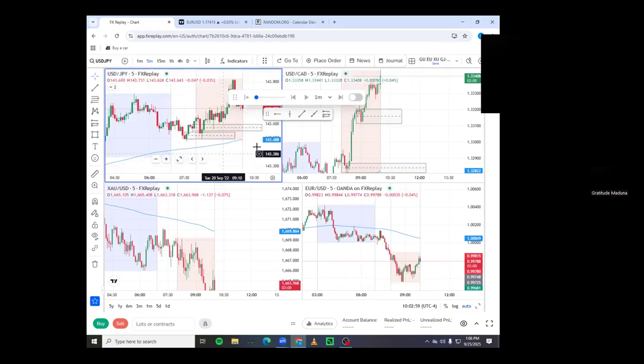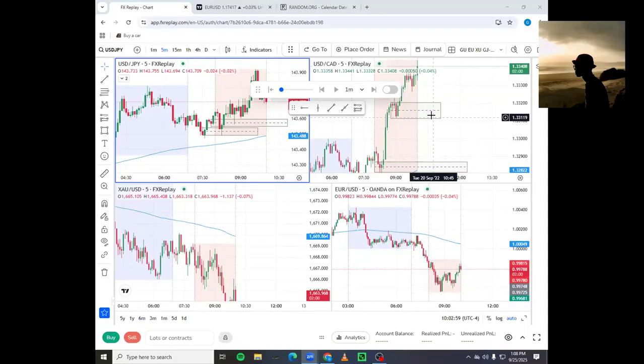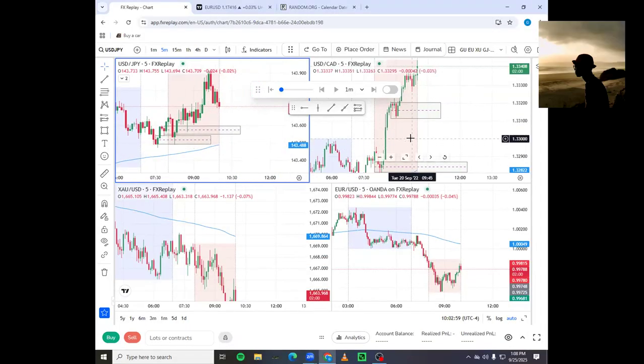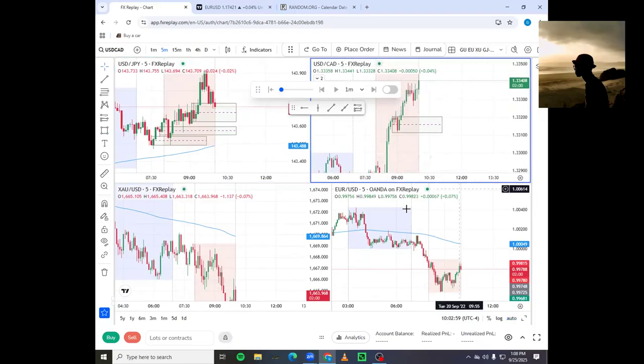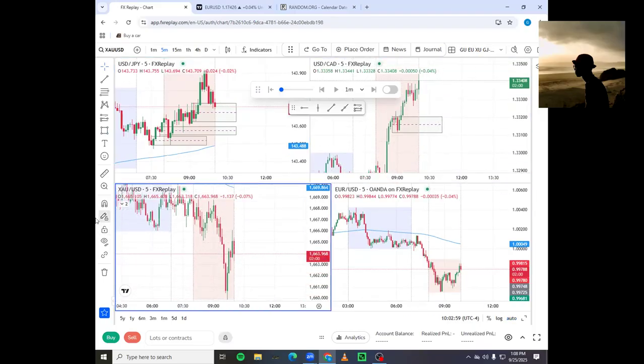What happened to my camera? Let me just quickly sort the camera out. Okay, guys, my webcam just decided to die on me. I didn't forget to charge it, so it's charging now, but nevertheless, we can continue. Okay, we're starting to see price action clean.